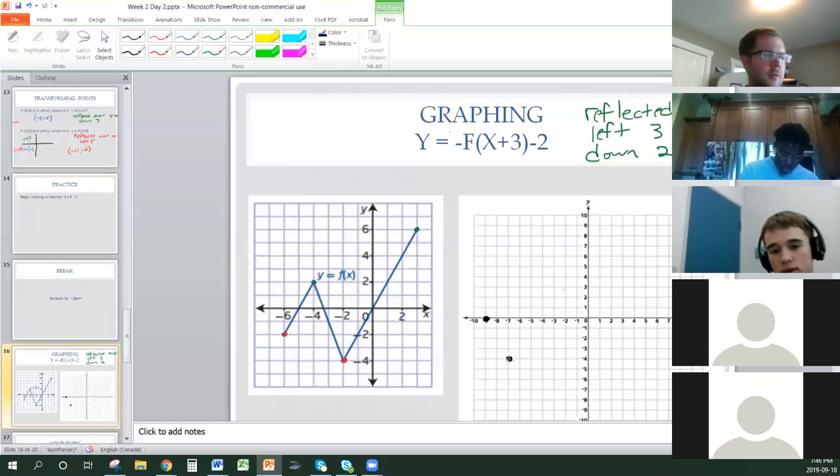Perfect. Okay. And then Aaron, my next one, -2, -4. So the first thing I did was reflect over the x-axis. So it goes from -4, -2 to -4, 4.